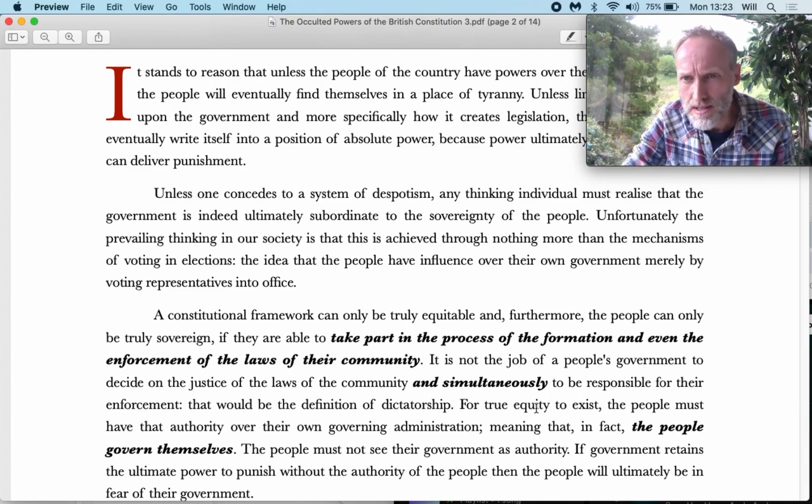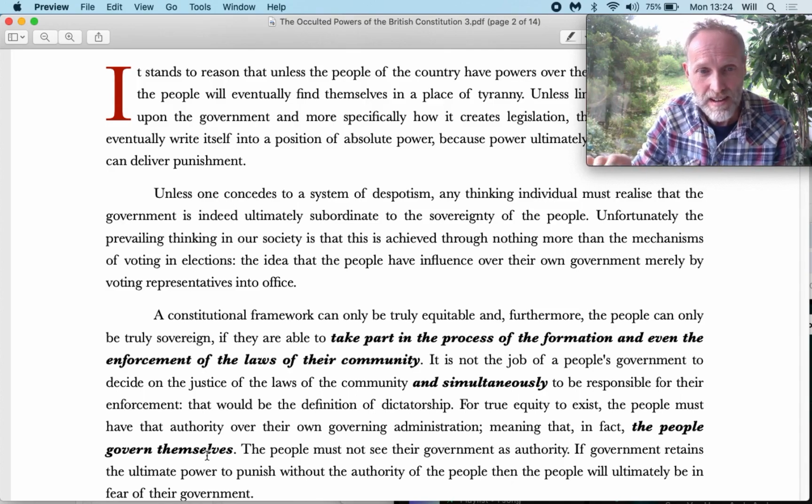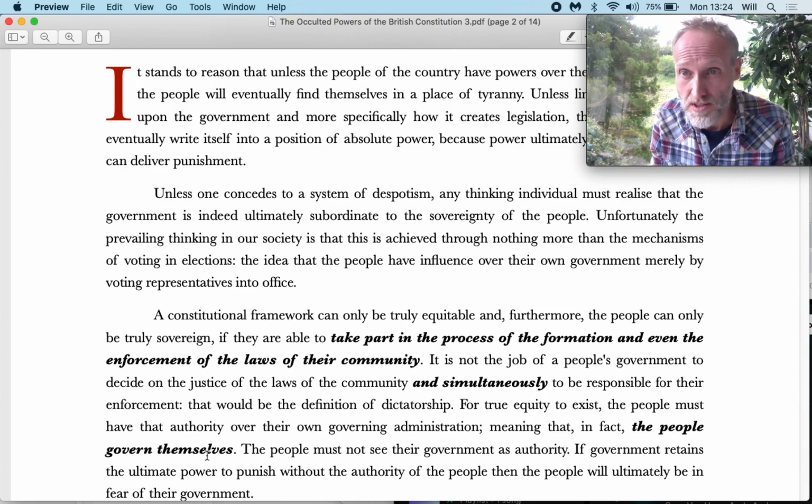For true equity to exist, the people must have that authority over their own governing administration, meaning that, in fact, the people govern themselves. See, that's the key. That's what we're aiming for here, a society in which the people actually govern themselves. Otherwise, you've outsourced your governance to something else, to a government, right? And we're asking the question: is that what's happened? Or is it in fact not what's happened? And in fact, the Constitution is upholding the idea that the people should be governing themselves. That's what we're effectively suggesting here.